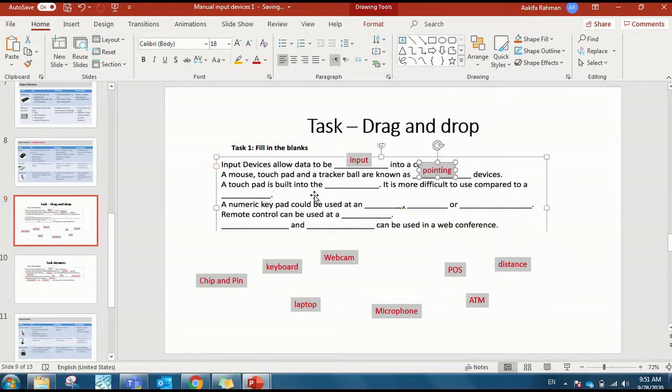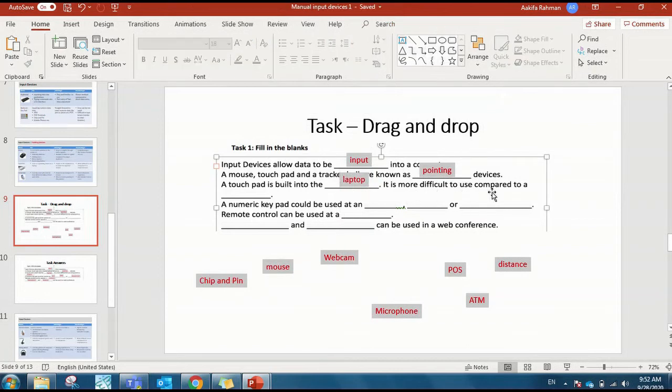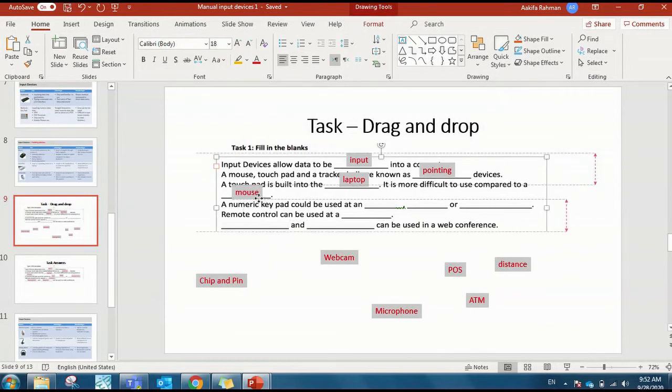A touchpad is built into the dash. It is more difficult to use compared to a dash. As we know, a touchpad is the input device for a laptop. So it is built into the laptop. It is more difficult to use compared to what's the other option? We could have a mouse instead of a touchpad.